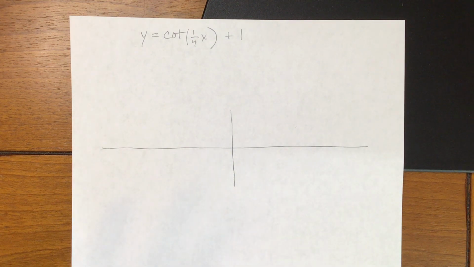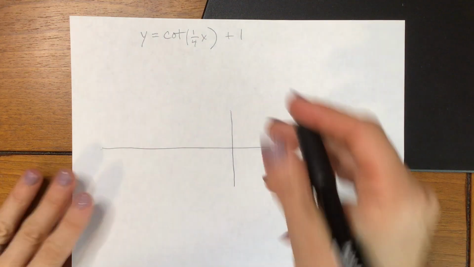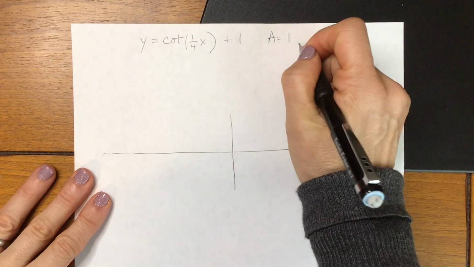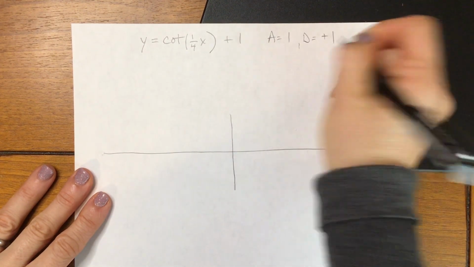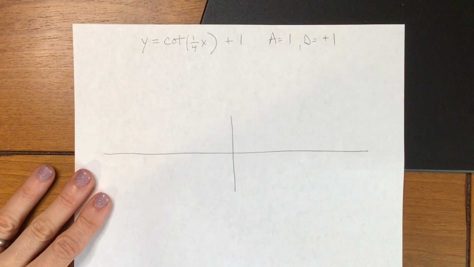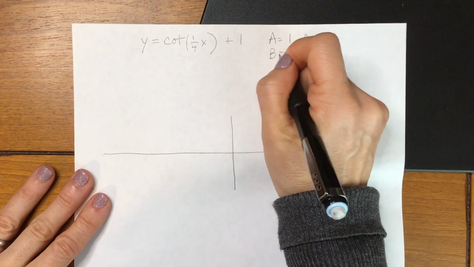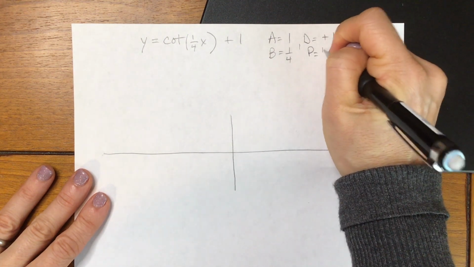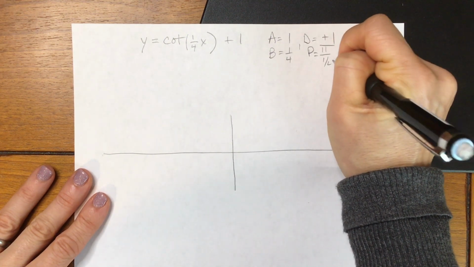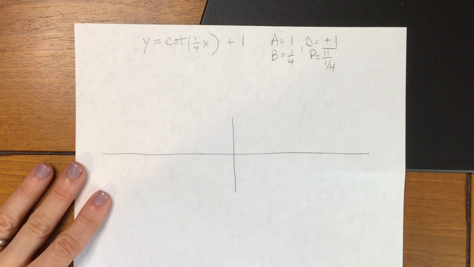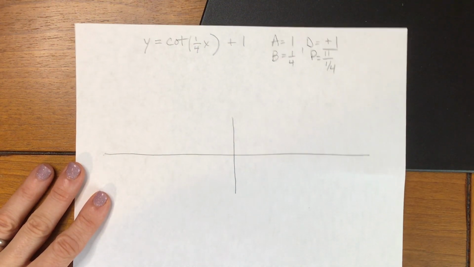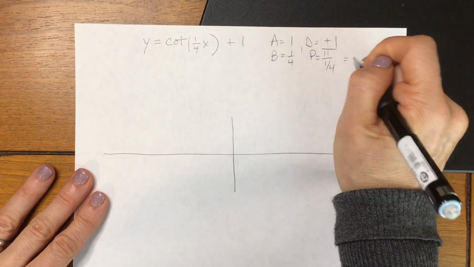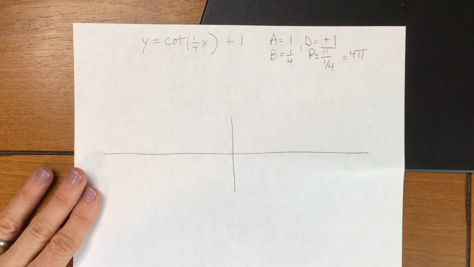So what did we notice about this equation? We noticed that our amplitude is still 1. We noticed that we had a vertical shift of up 1. And I noticed my b value is 1/4. And so if I'm solving for my period, it's going to be pi divided by 1/4. Remember, tangent, cotangent are different. Their normal period is pi, like we saw in the last video. And when I divide pi by 1/4, I get a period of 4 pi.